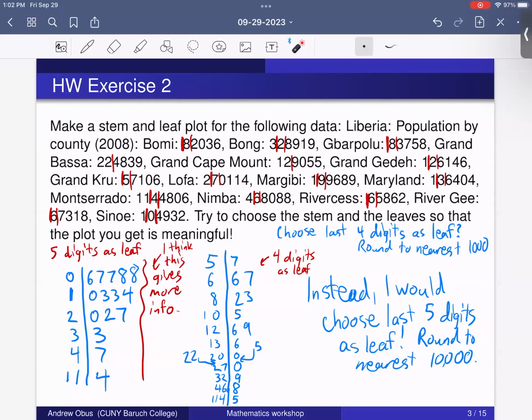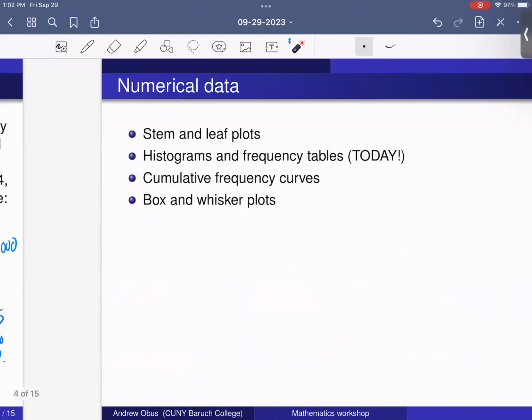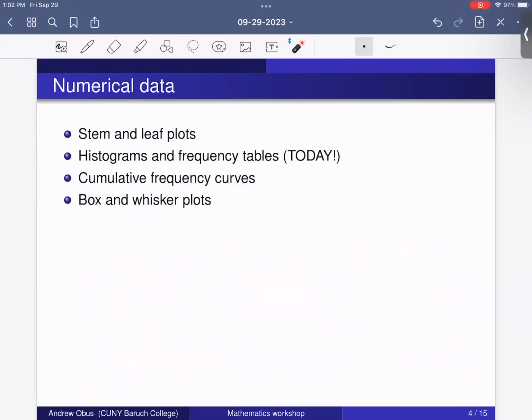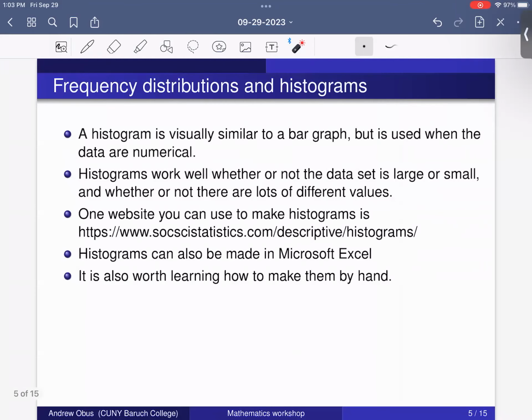Okay. So all right. So let's move on today then. We're going to be talking about histograms for the rest of today. So what we saw last time, remember, is that this numerical data can be shown in various different ways. We talked about stem and leaf plots last time. Today, we're going to talk about histograms and frequency tables. And then next time, we'll talk about cumulative frequency curves. And then a little bit later on, we'll talk about box and whisker plots.